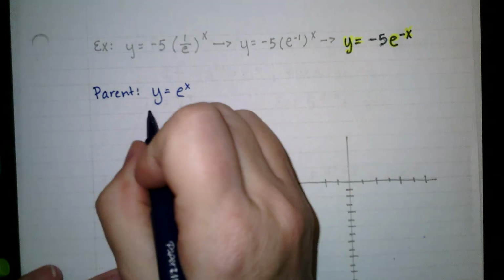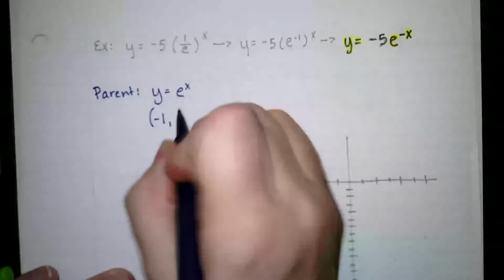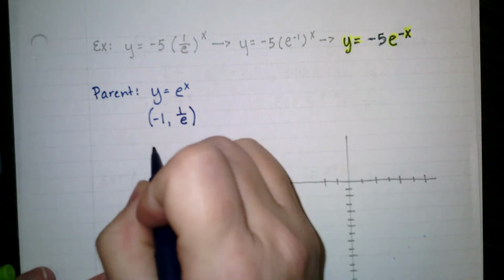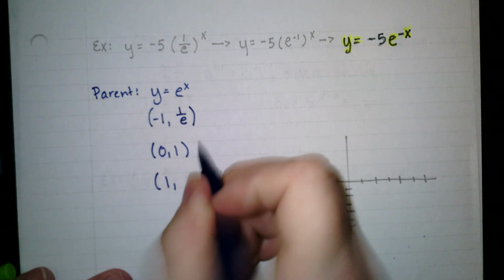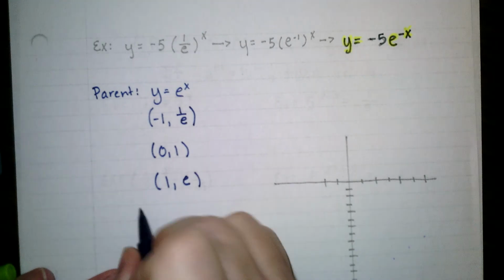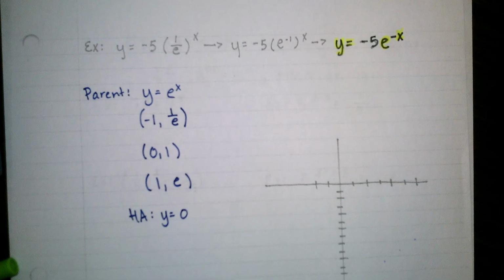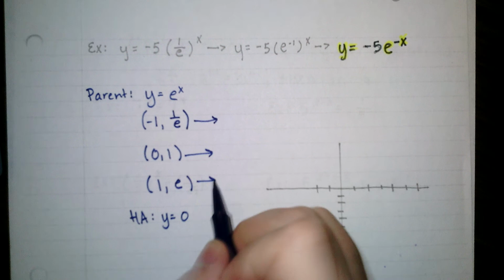So remember, the starting points are -1, 1 over base. The base is e, so -1, 1 over e. And then 0, 1, and 1, base, so 1, e. We still have a horizontal asymptote at y equals 0. Then we're going to apply some transformations here.